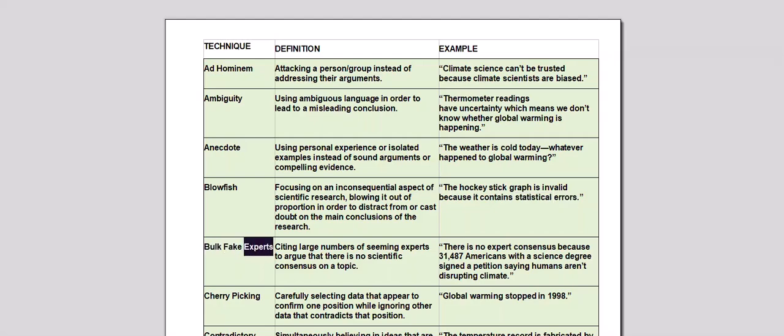Bulk fake experts: citing large numbers of seeming experts to argue that there is no scientific consensus on a topic. There is no expert consensus because 31,487 Americans with a science degree signed a petition saying humans aren't disrupting climate. Cherry picking: carefully selecting data that appear to confirm one position while ignoring other data that contradicts that position. Global warming stopped in 1998.